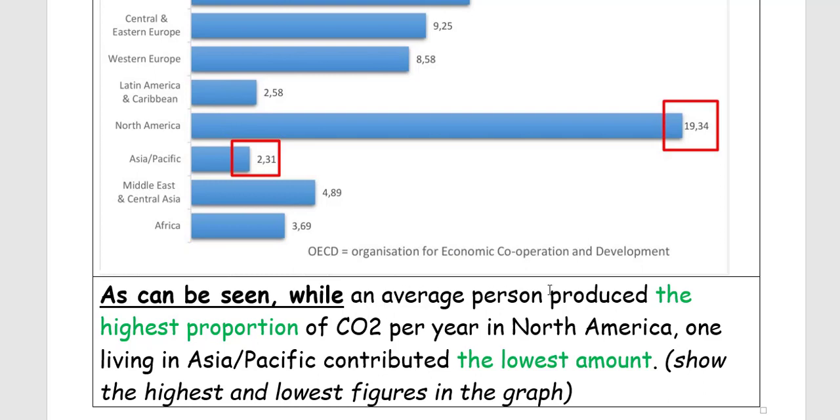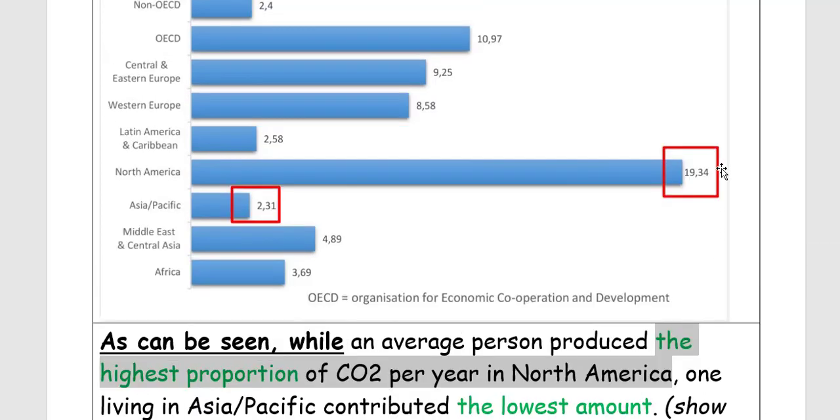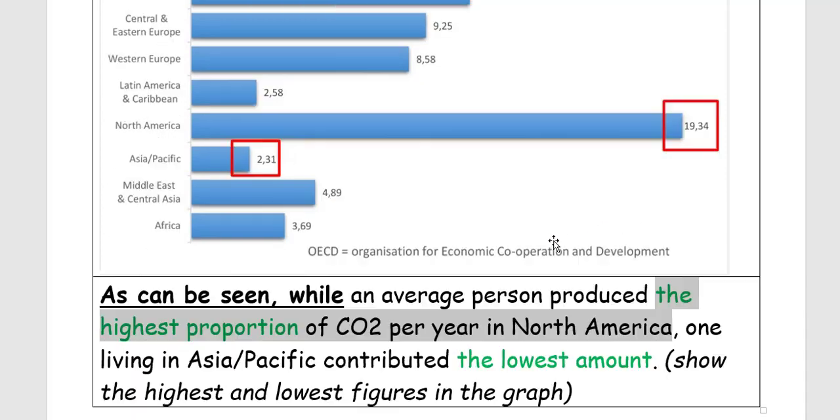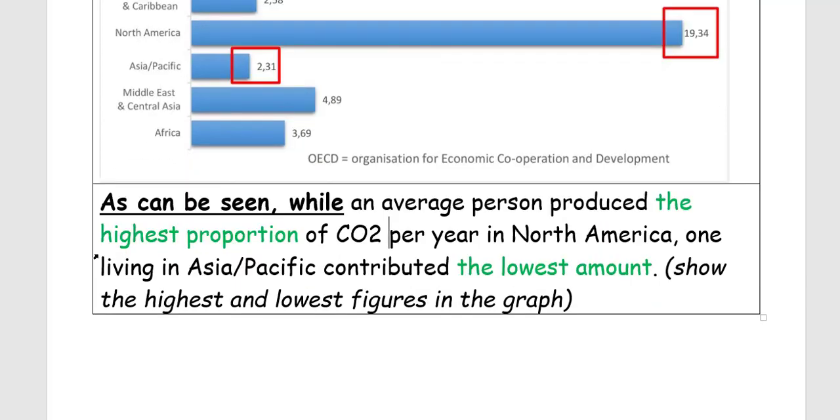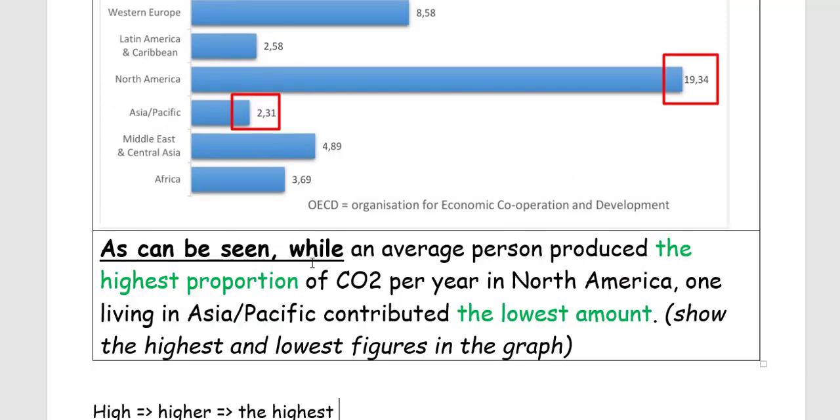So while an average person produced the highest proportion of CO2 per year in North America, let's look at North America, and we see the highest number. Okay, so you must include this. So here, the highest, high, higher, the highest. Okay, so we need to use the superlative form here. Okay, proportion. In this case, proportion basically means part, but you don't want to write the word part, you want to write the word proportion.